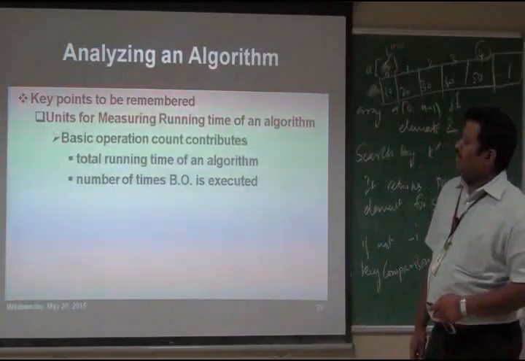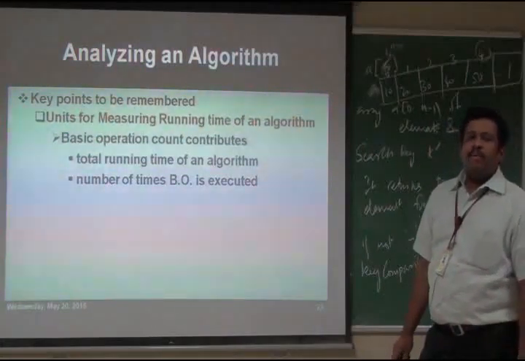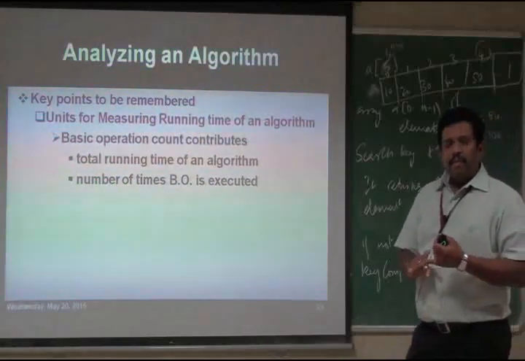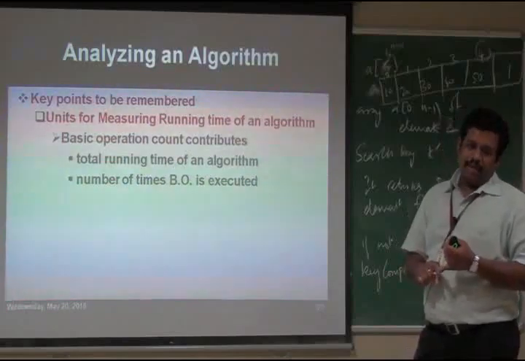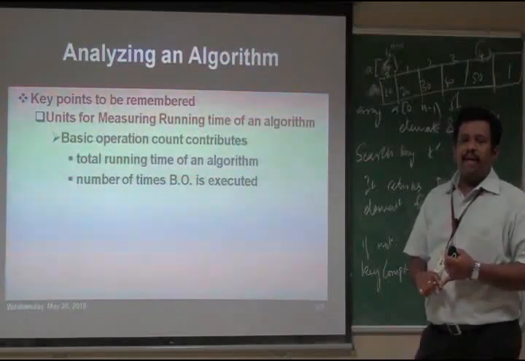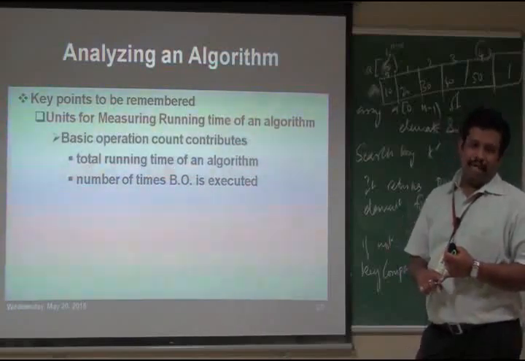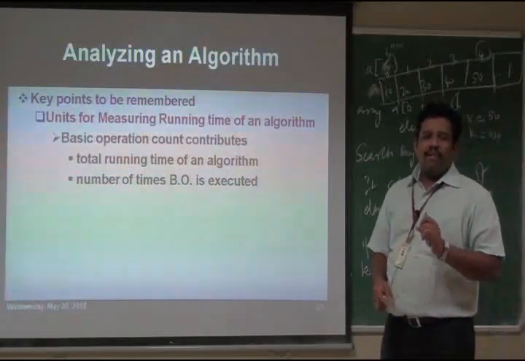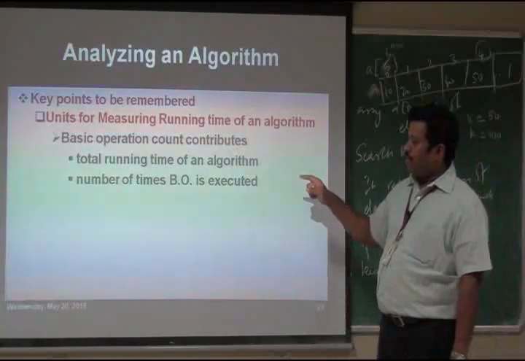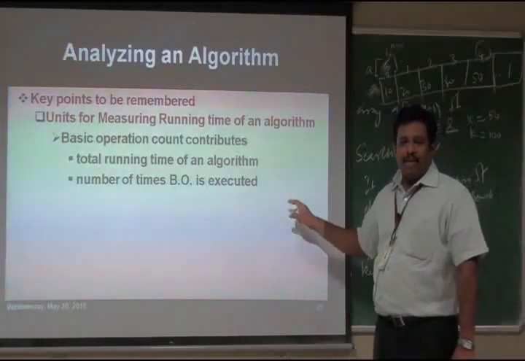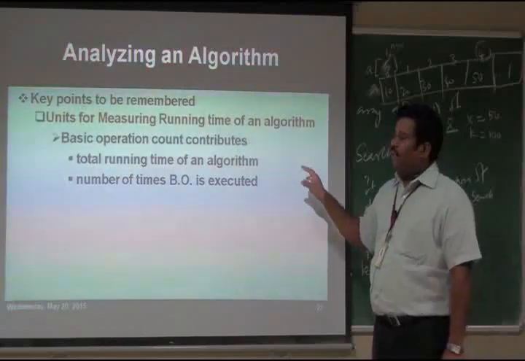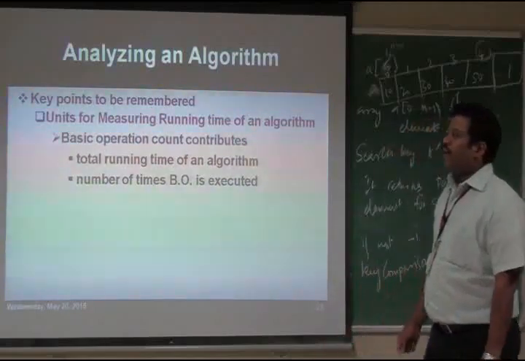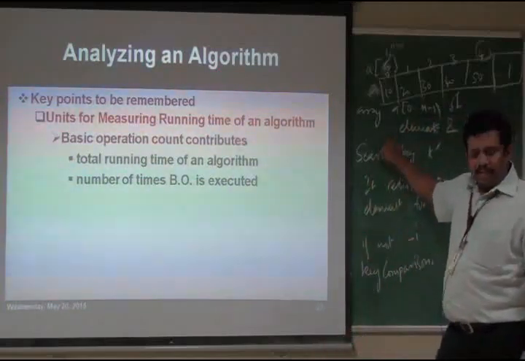And the next one is units for measuring the running time of an algorithm. Running time contributes the execution time of an algorithm. As I said before, the running time of an algorithm is measured by the basic operation count. It doesn't measure with the system speed or the compiler used for the program implementation, because for each and every system configuration it gets different. In order to avoid such a scenario, people have identified a common measure called basic operation count. Based on this basic operation count, you can determine the total running time of an algorithm. Basic operation is nothing but the important operation which contributes to the execution of an algorithm.